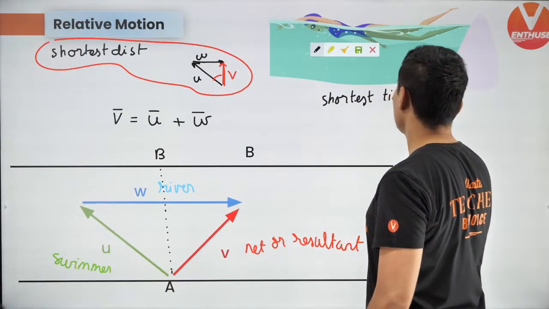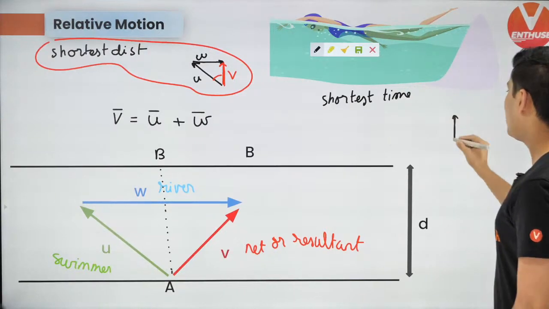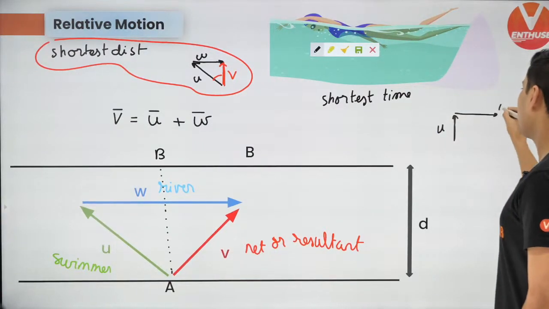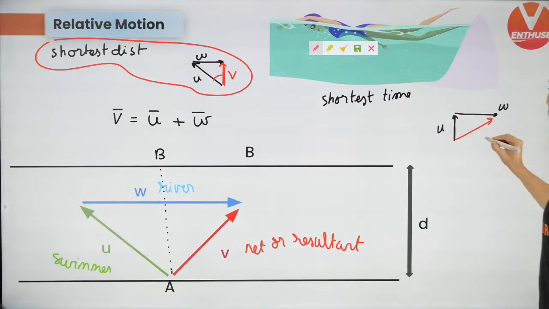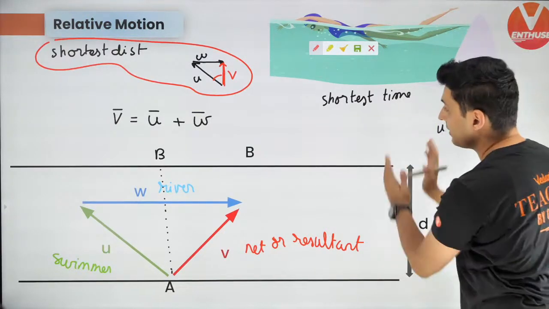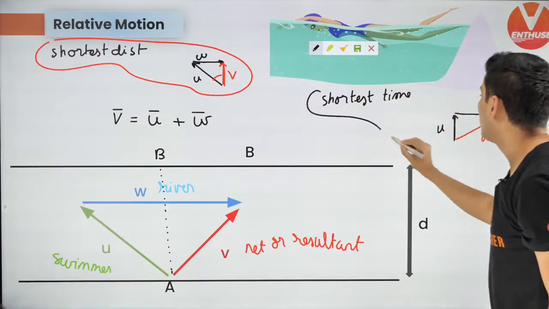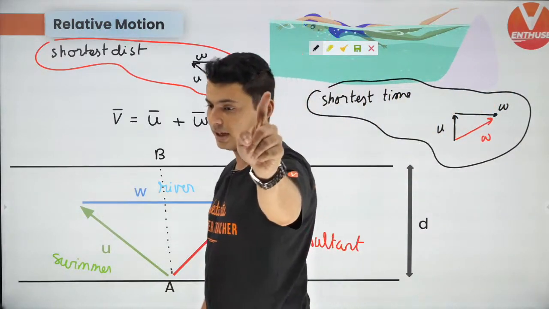Similarly, for shortest time, keep this in mind, you are always going to swim perpendicular to the flow. The river will take you here. Your net velocity might be somewhere like this. That's okay. But you will use your complete velocity in crossing the river. So this is going to be for shortest time. Very important stuff. Keep this in mind.